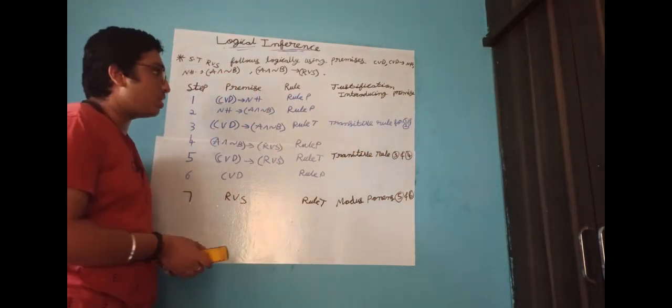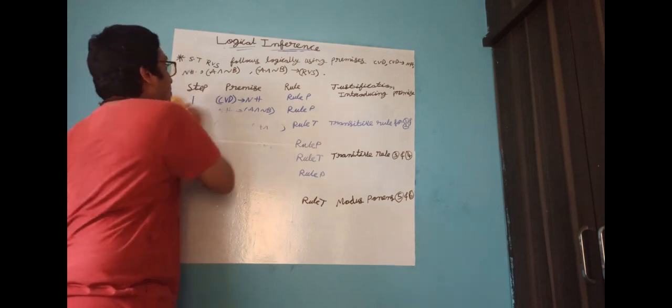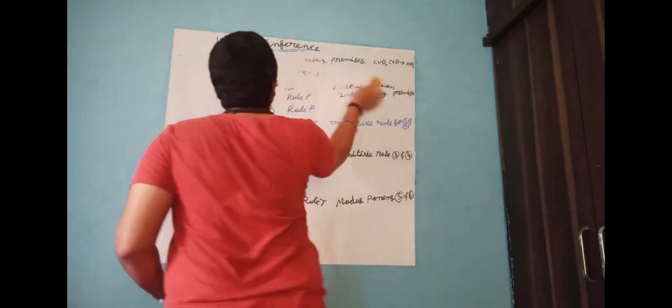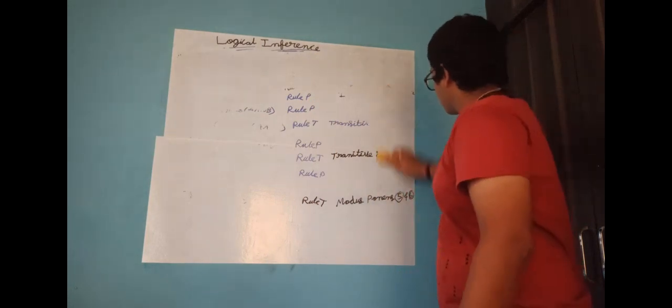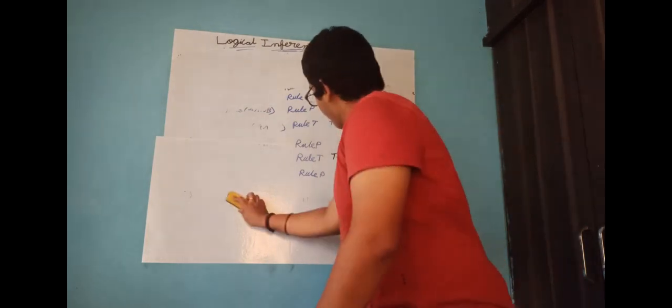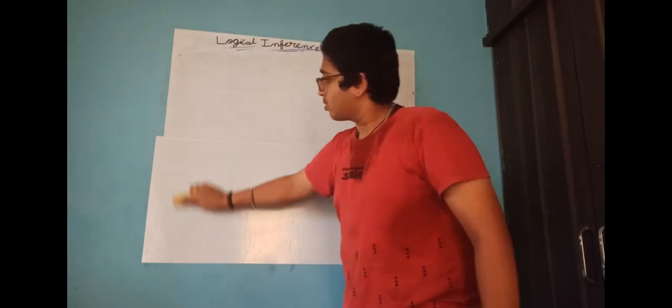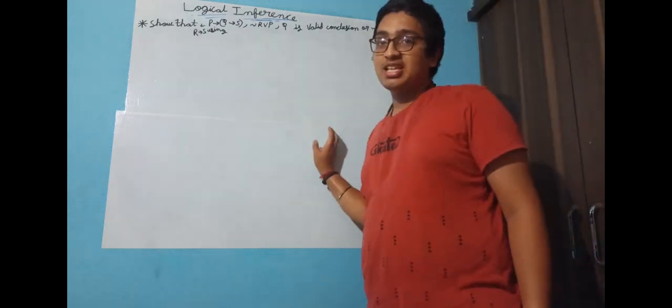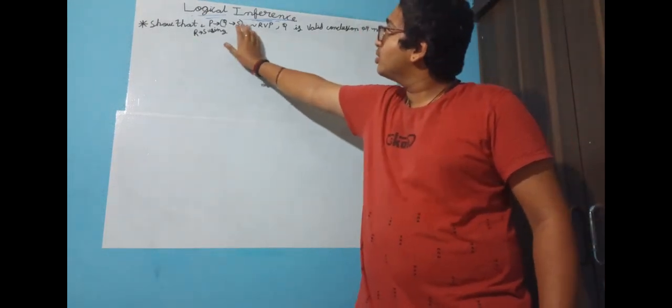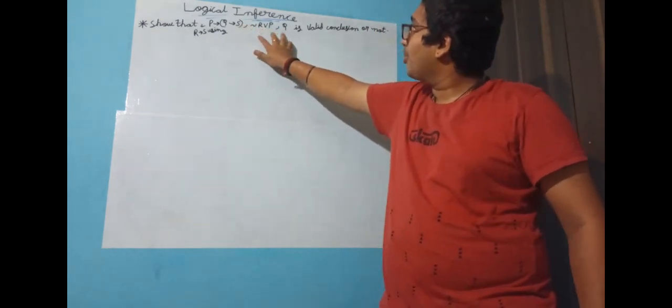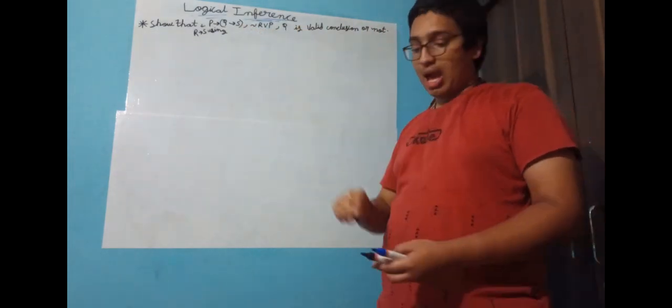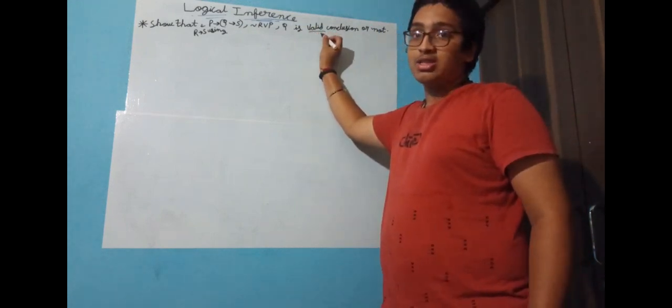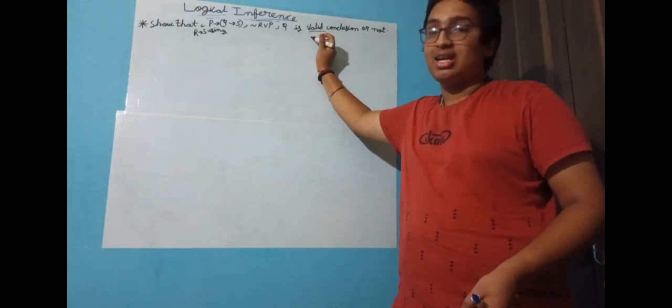Now another problem we will see. Yes. Similarly, this is another question. Show that R implication is a valid conclusion using these premises or not. One more thing, valid is nothing but tautology. Not valid means it can be contradiction or contingency.